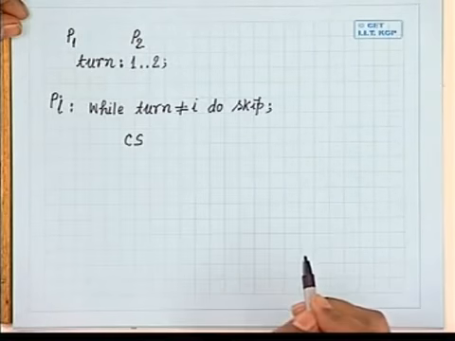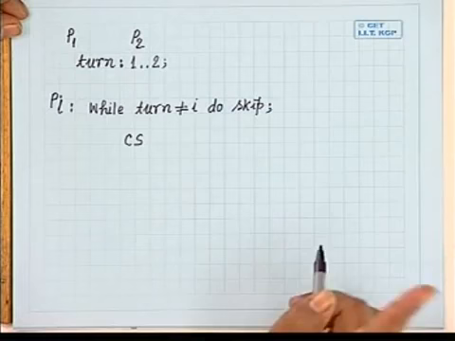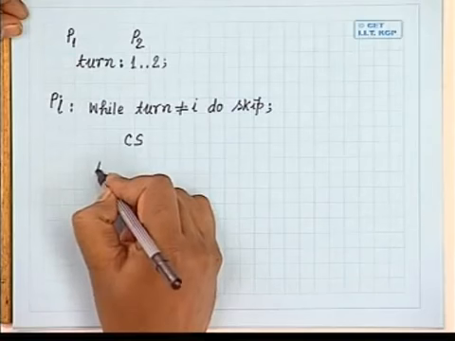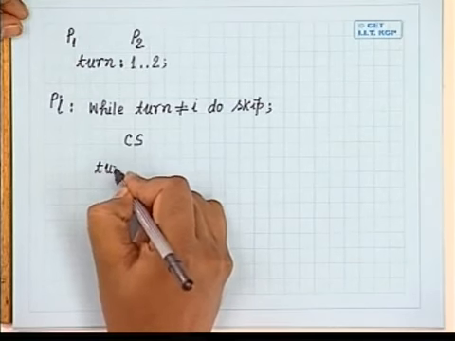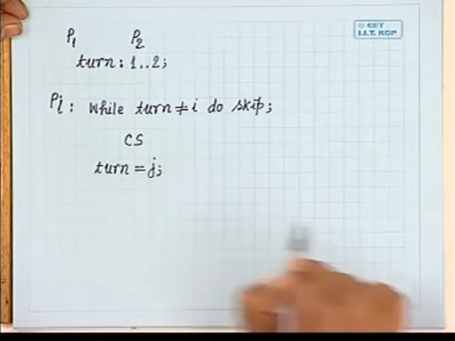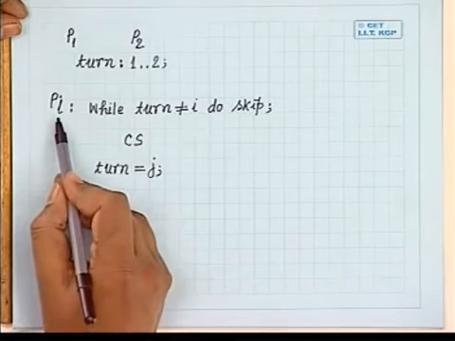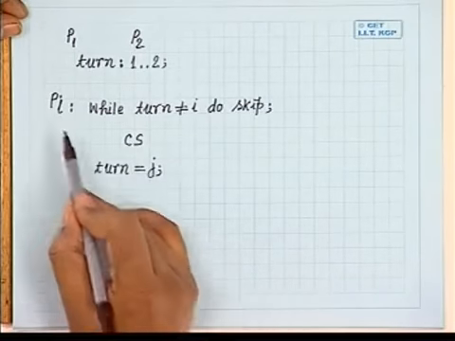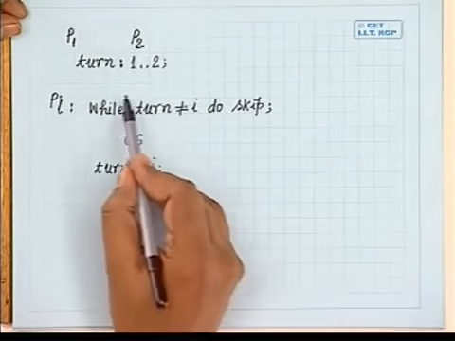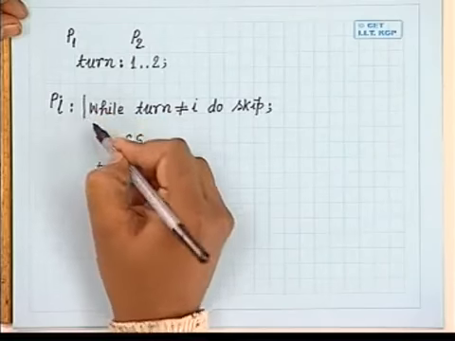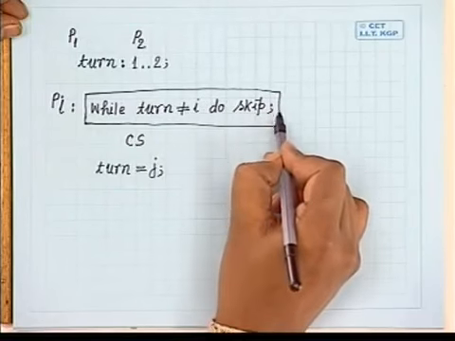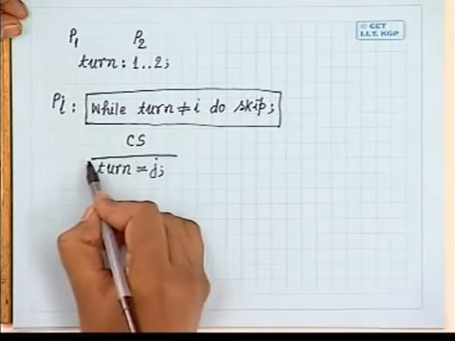When the process comes out of the critical section, it sets the turn for the other process. In the exit section, it simply sets the value of turn equal to j. If i is equal to 1, j will be equal to 2. If i is equal to 2, j will be equal to 1. So this can be a simple natural solution that can come to mind. But is it a correct solution?